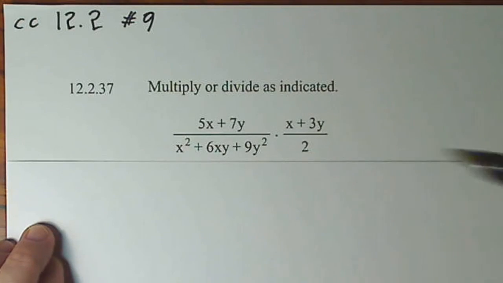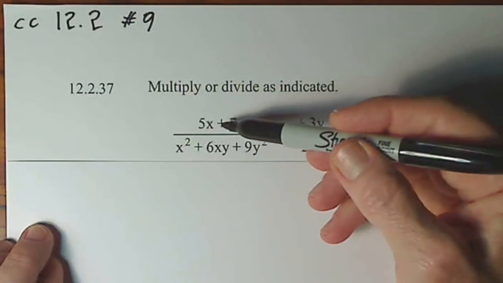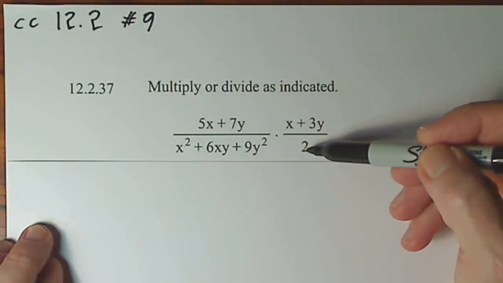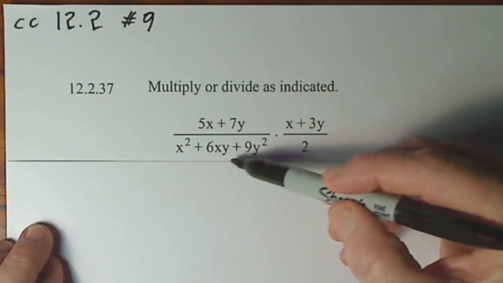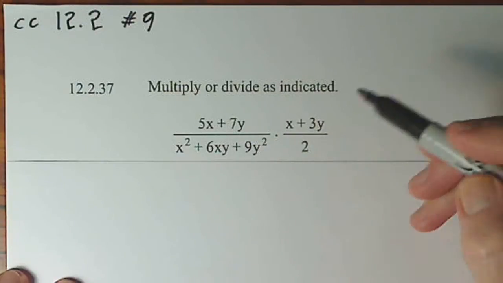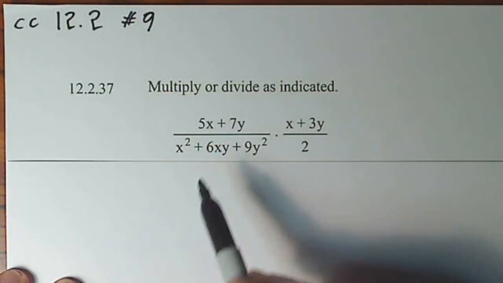Okay. This you're not going to be able to do anything with. Right here you won't be able to do anything, and here you won't. But this can be factored. So we're actually going to hope some of this stuff shows up in the factored form.